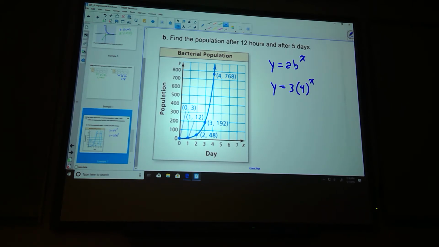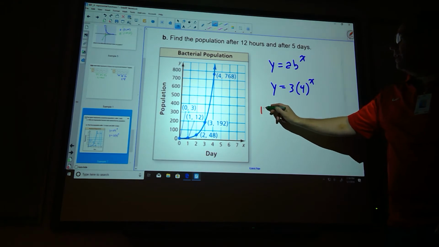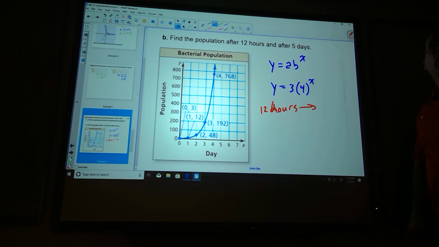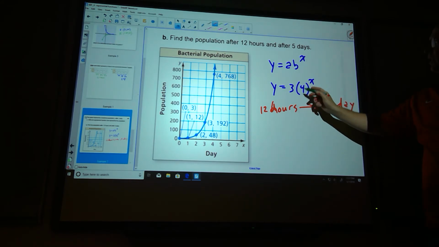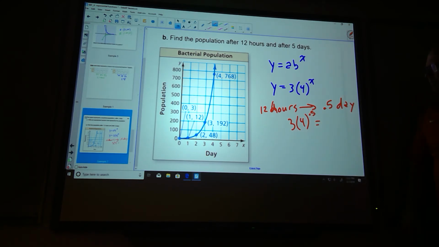Find the population after 12 hours and after 5 days. Okay? So what is my graph? How can I do 12 hours? 12 hours is how much of a day? Half a day? 0.5 of a day? So if I wanted to figure out my growth on this, I'm going to go 3 times 4 to the 0.5. So 4 to the 0.5 means the square root of 4, which is 2. 2 times 3, okay, 6.